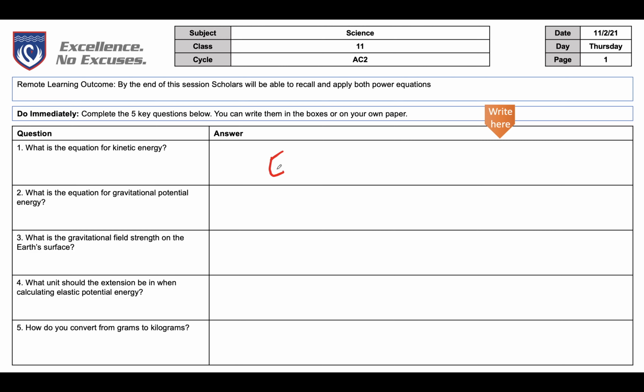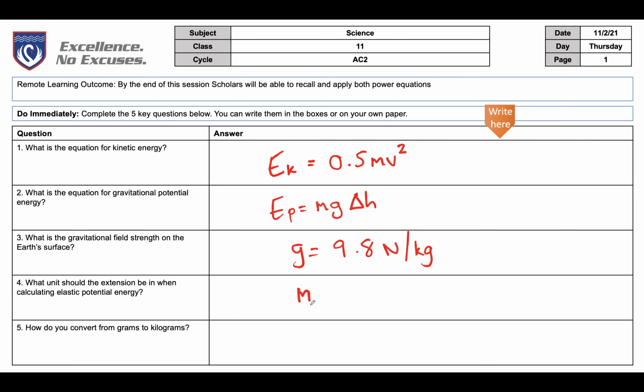Okay, so our first equation, what is the equation for kinetic energy? We should be getting quite familiar with this one by now. It's 0.5 mv squared. The equation for gravitational potential, again, something we've seen a lot now, is mass times gravity times the change in height. The gravitational field strength at Earth's surface, g, is 9.8 newtons per kilogram. What unit should the extension be in when calculating elastic potential energy? It needs to be in meters.